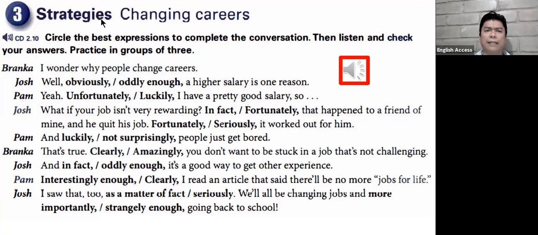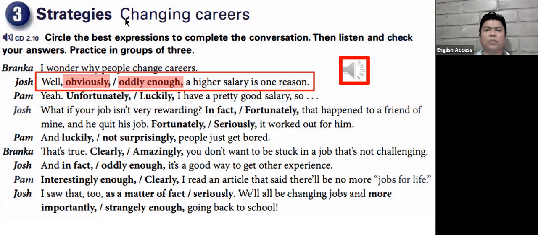So there are two different expressions. We have either "obviously" or "oddly enough." What you need to do is read a full, complete sentence, and then decide what is the correct expression. Is it "obviously" or "oddly enough"? For that, you need to read the context.